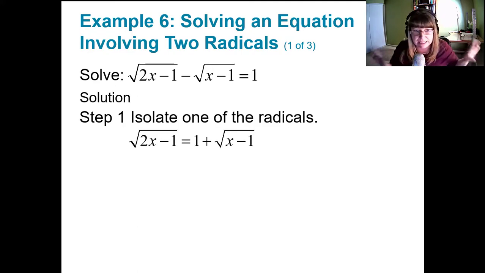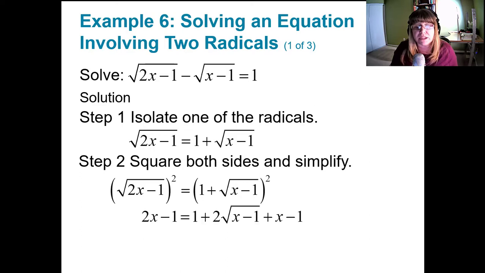All right, so let's isolate one of our radicals. So we get the square root of 2x minus 1 equals 1 plus the square root of x minus 1. At this point, we're going to square each side. Remember, it's the side, not just the radical. Once we square both sides, we end up with 2x minus 1 equals 1 plus 2 times the square root of x minus 1, plus x minus 1. Now you see, we blew it up once, and we did get rid of one of the radicals, but we didn't get rid of all of them.